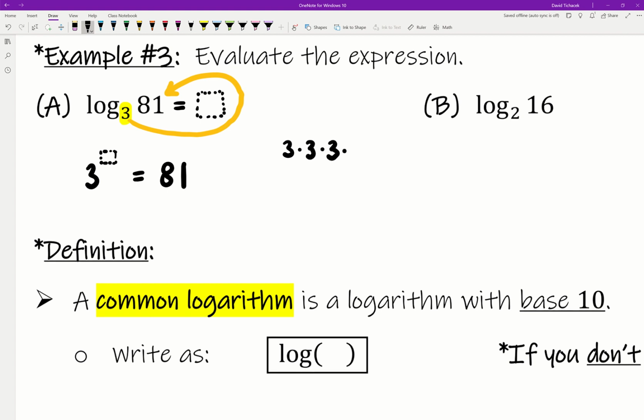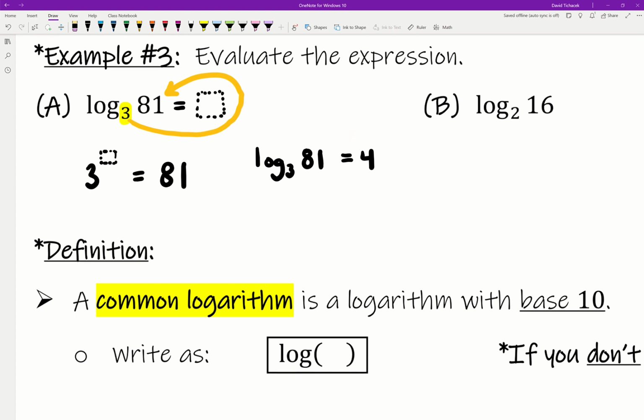Maybe introduce a third copy of 3. That would make 27. Can't get up to 81 just yet until we introduce a fourth copy. 4 copies of 3 are going to multiply out to make 81. And so we know that the log base 3 of 81 is simply just going to be 4, because that's how many copies of 3 it took to multiply into 81.